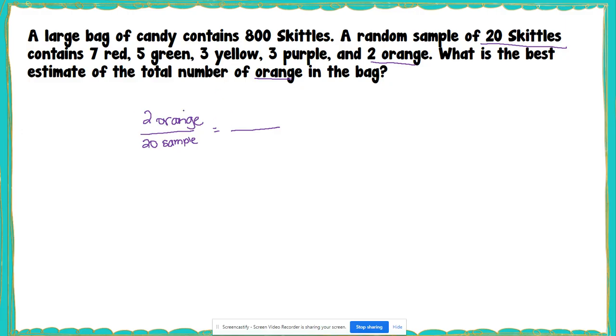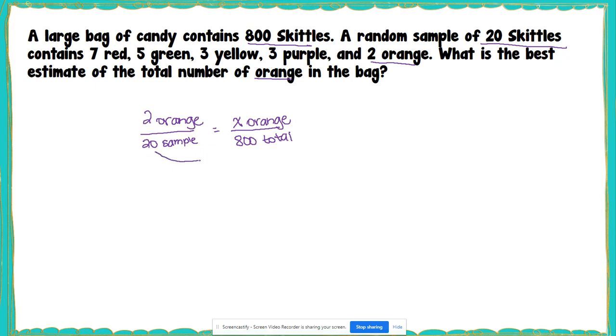So since I have orange in the numerator, I'm going to have orange in the numerator here, and I don't know that number, so I'm going to use X to represent it. And I need to know my total number of candies in the bag. I had 20 total in my sample, and I have 800 total in my bag. Now I can use any method I choose to solve.